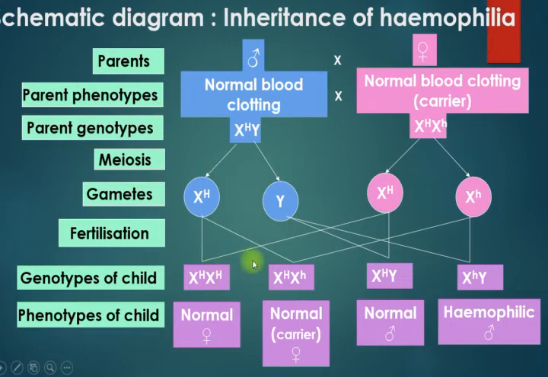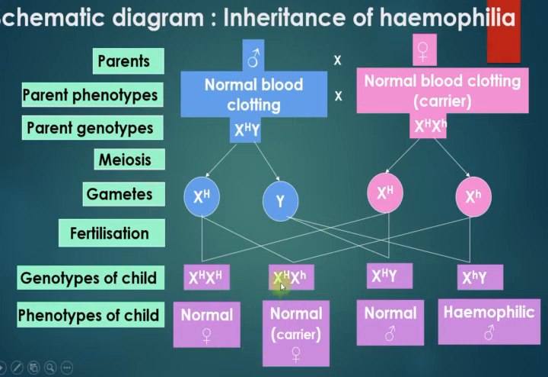The possible genotypes of a child are X big H X big H, X big H X small h, X big H Y, and X small h Y. Let's take a look at the phenotypes of the child. For this one, this is a normal girl, because both alleles present are dominant.